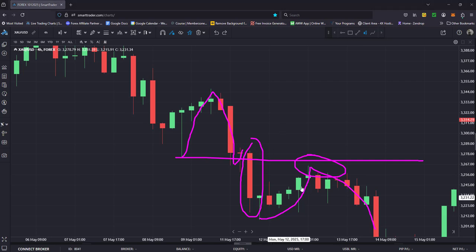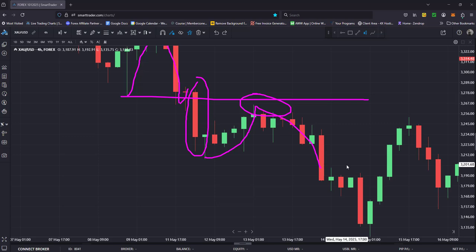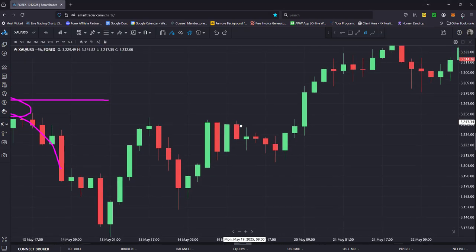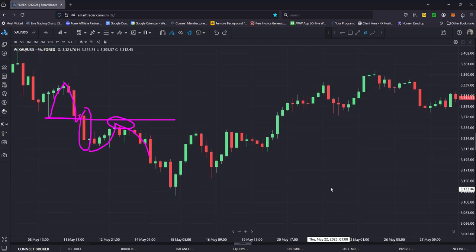We're looking for a correction, and once we have that correction, we're gonna wait for the bears to take control again. Once they do, we could enter, stop above the area, and then the market fell, and that's how the market will fall. When we're going up, it will be the same thing.